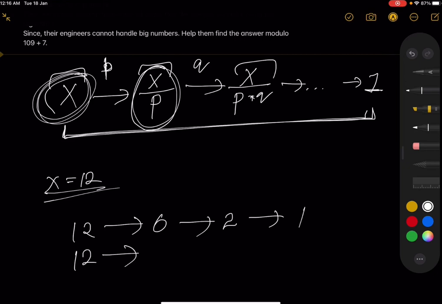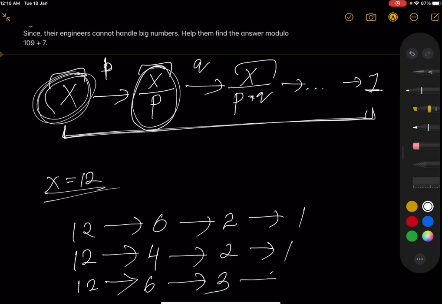Similarly, from 12 you can choose a prime factor, let's say 3. Then 12 changes to 12 by 3, which is 4. 4 has only one prime factor 2, so you divide 4 by 2 and then 2 by 2, so it gets to 1. And similarly you can also divide 12 by 2, so it gets to 6. From 6 you choose a prime factor 2, so 6 gets converted to 6 by 2, which is 3. 3 has only one prime factor, so 3 by 3 is 1. In this way you can see that for x equal to 12, there are 3 possible paths which we can take. So our answer in this case will be equal to 3.